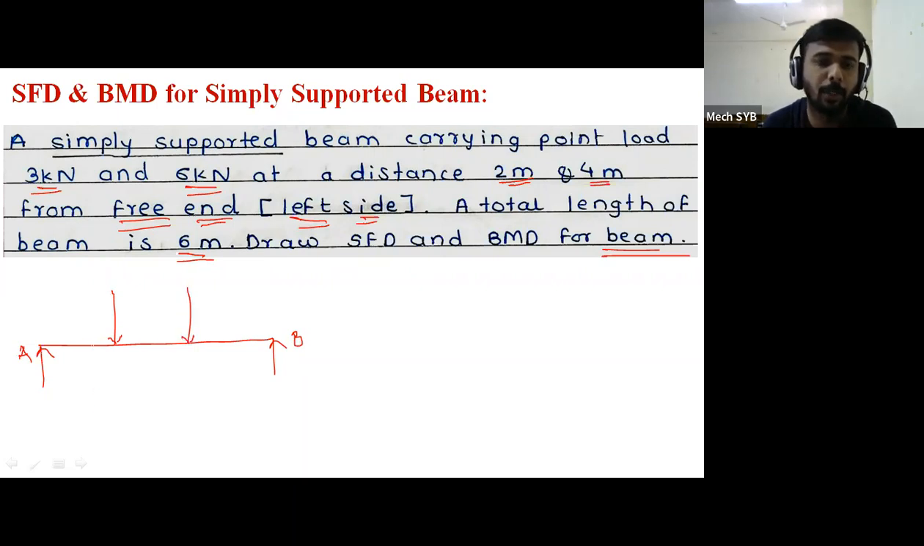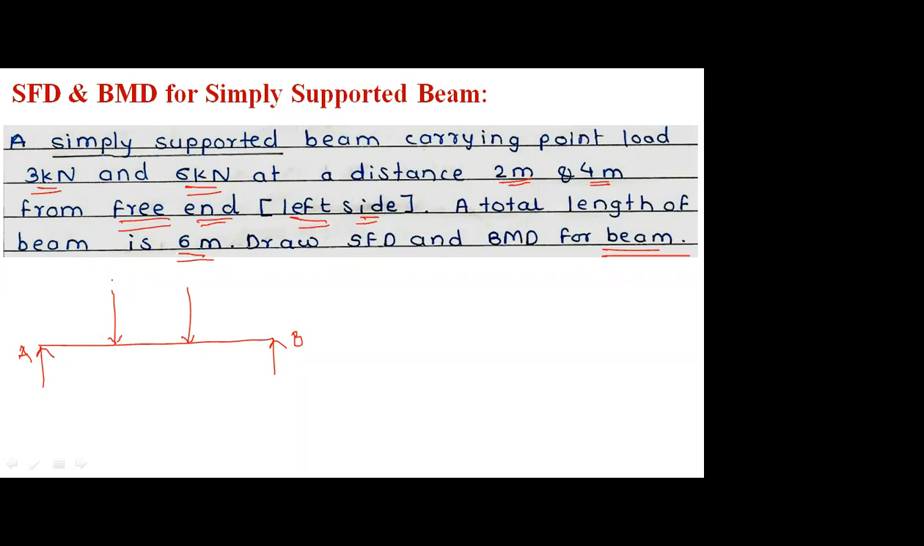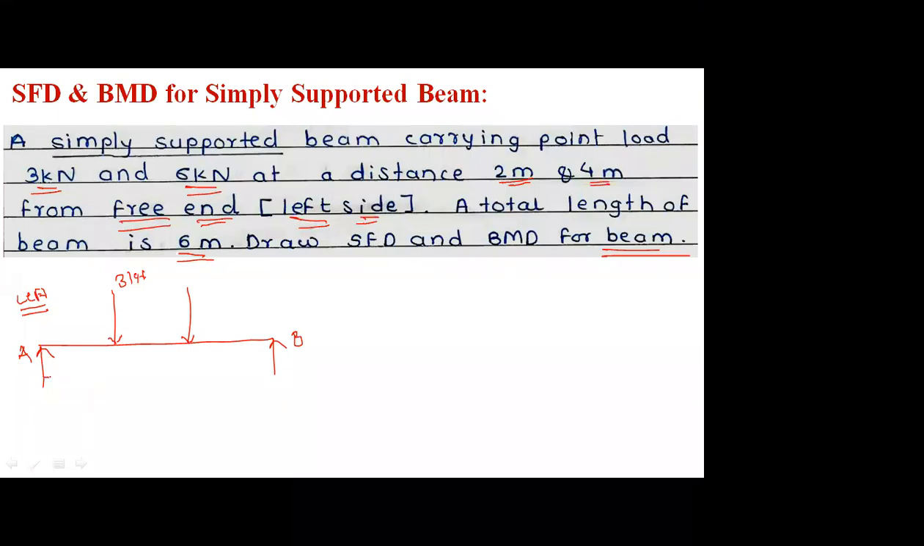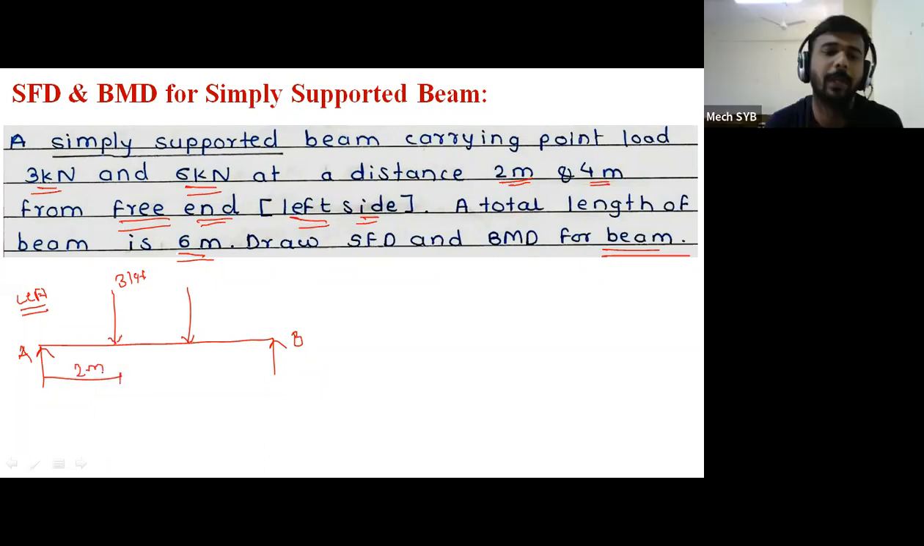What is the magnitude of the first point load? 3 kilonewton. And what is the dimension from the left side? See, this is the left side. Which point is on the left side? Your point A. Then from point A, the 3 kilonewton point load, at what distance does it act? 2 meter. This is 2 meter. So this represents the first point load.